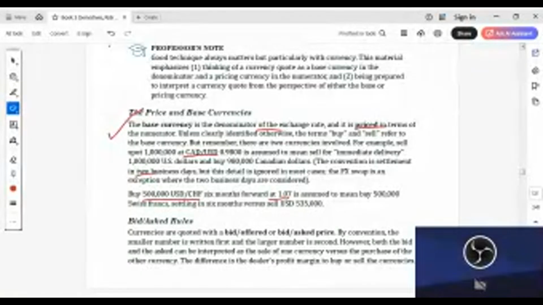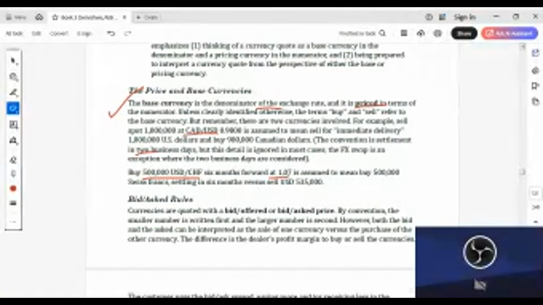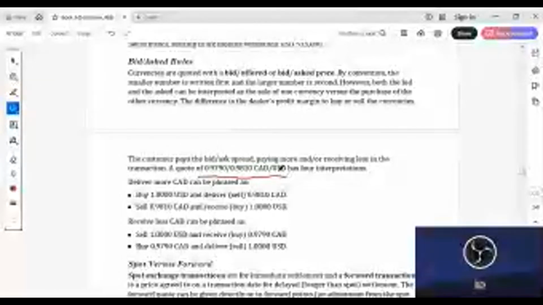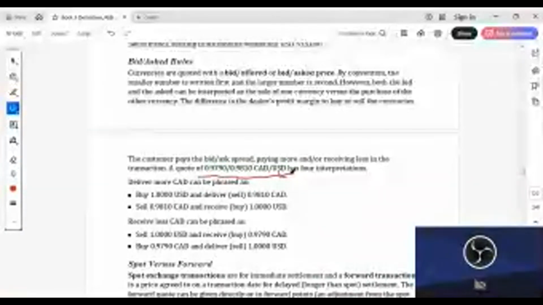Then obviously currency will have bid offer or bid ask quotes. For example, this. So if you want to buy US dollar, you can do it at 0.981 CAD. If you want to sell US dollar, you can sell at 0.9790 CAD.